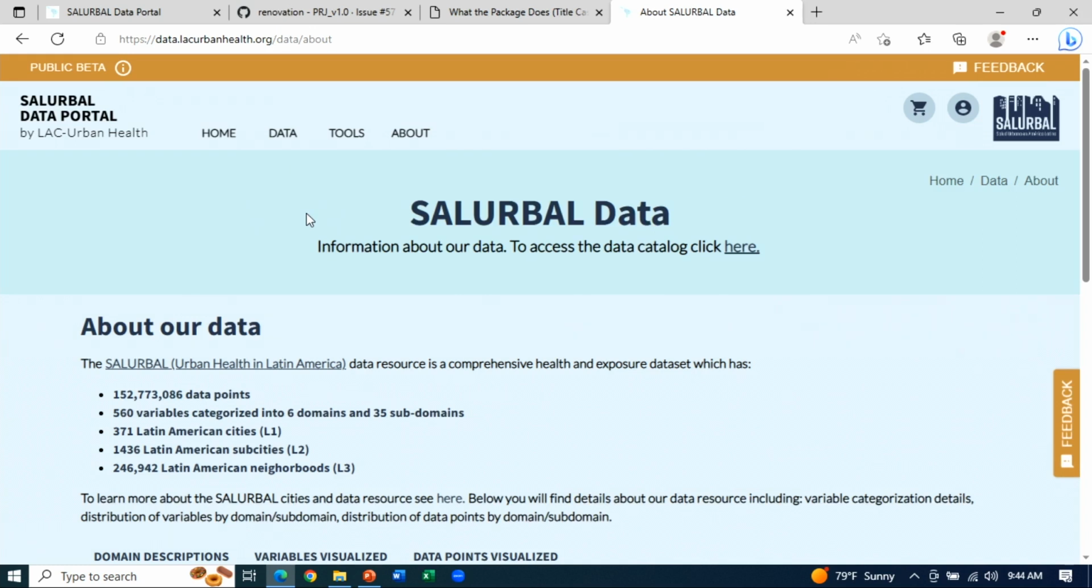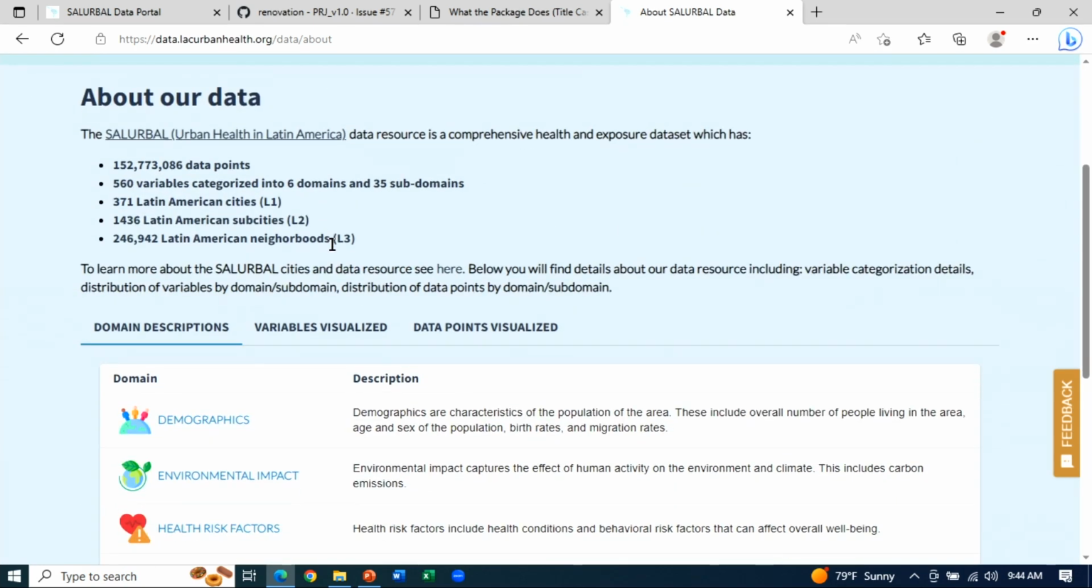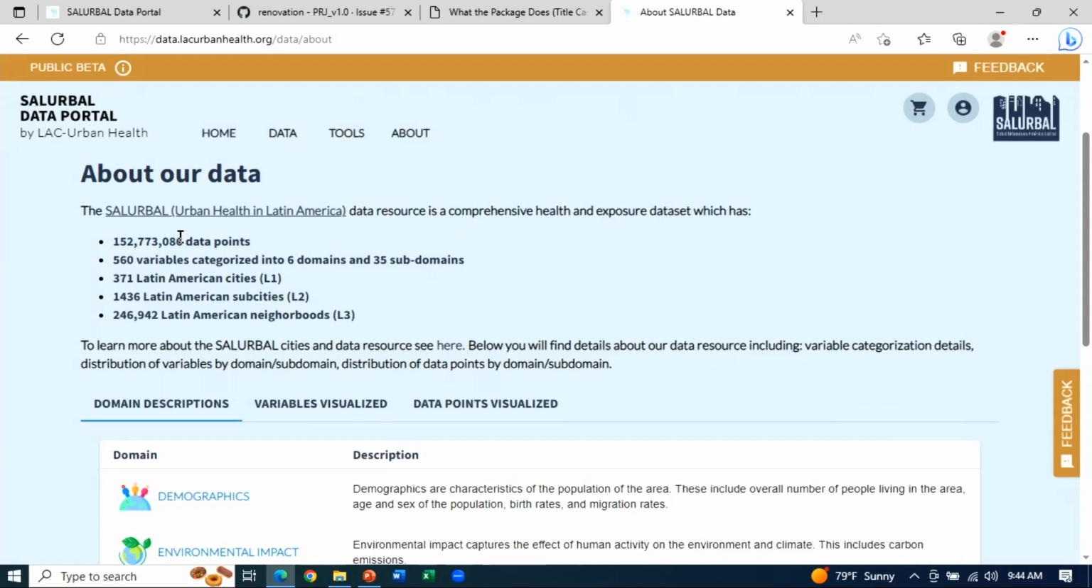So now that we've defined cities, we went to each country and looked at what data was available, census data, health survey data, and really started harmonizing that. Just some bullet points: 150 million data points currently, 560 variables categorized into 6 domains and 35 subdomains. So 370 cities, 1,400 something subcities, and a lot of neighborhoods. These are the really small granular neighborhoods that you'll see.